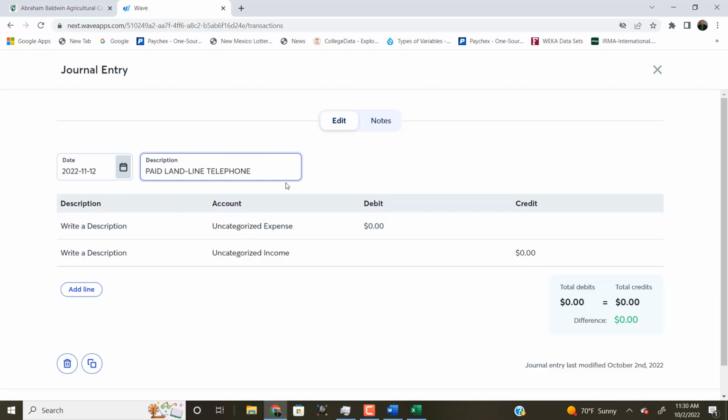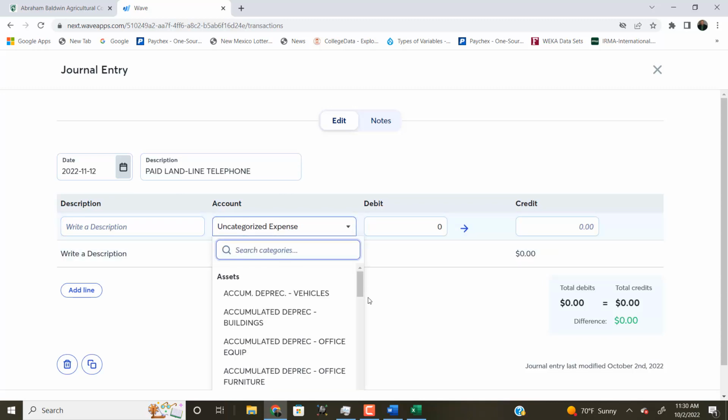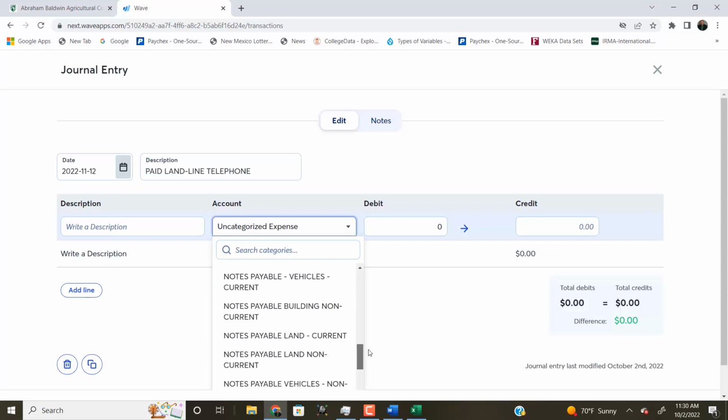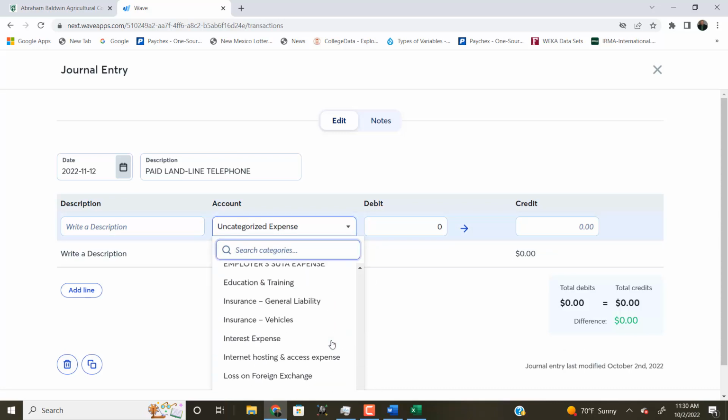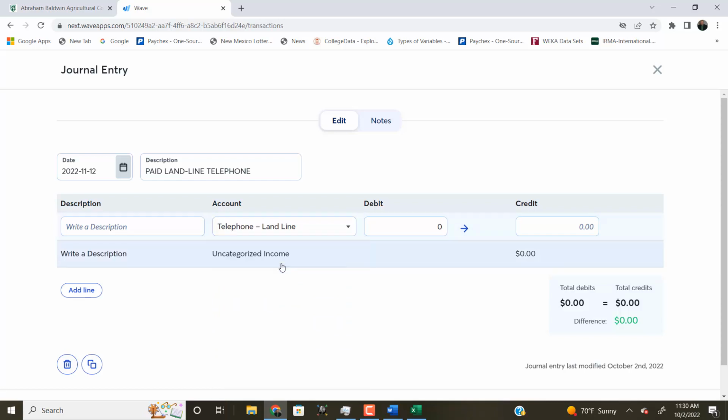I mean, these descriptions are really not all that terribly important unless you just don't put anything down there. But anything that kind of jogs your memory as to what you actually did. All right, so now we're looking for the expense, telephone, and the expense would be landline telephone. So if you come down here to the bottom where we have telephone, landline.